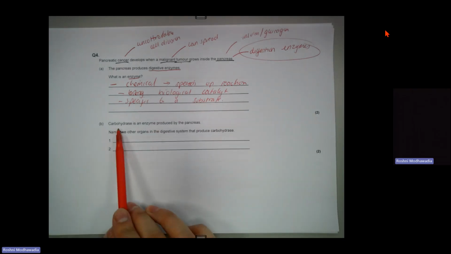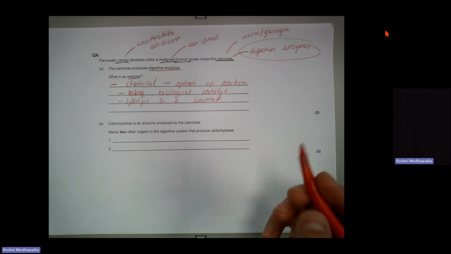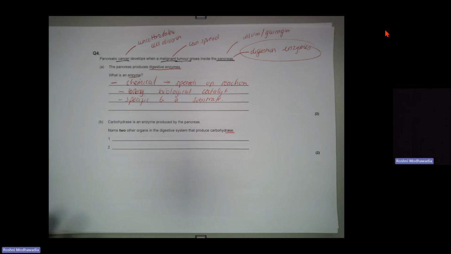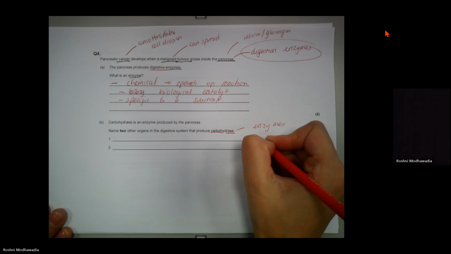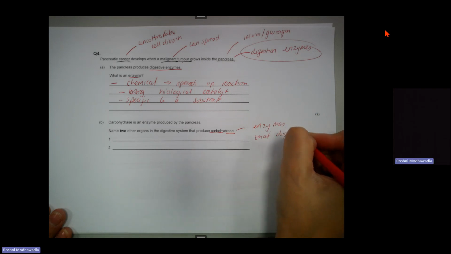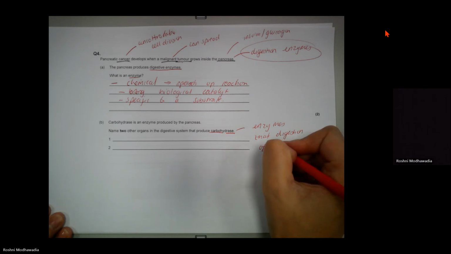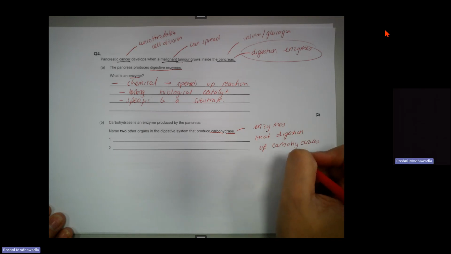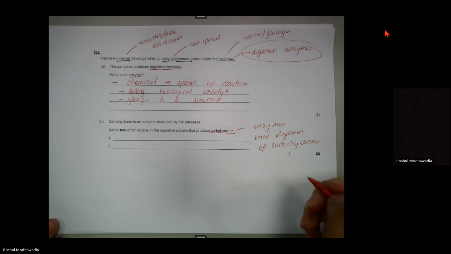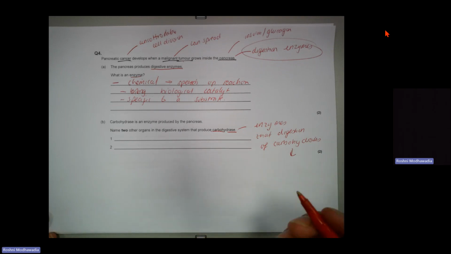B talks about carbohydrase, an enzyme produced by the pancreas. Name 2 other organs in the digestive system that produce carbohydrase. Anything that ends in -ase is an enzyme, and carbohydrases are enzymes that participate in the digestion of carbohydrates. So we're talking about starch and glucose, for example, and we know the enzyme that is going to be digesting these carbohydrates.